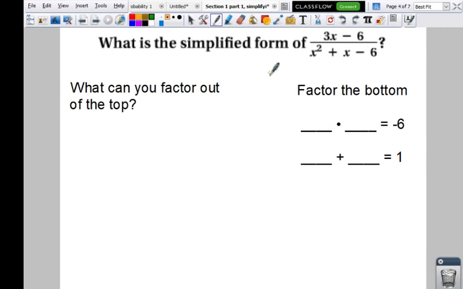Week's my last week. Alright, so we're going to get into just a little bit more complicated ones, but they are only going to be complicated like our warm-up when we had a factor. So we're going to find the simplified form of 3x to the 6th over x squared plus x minus 6.